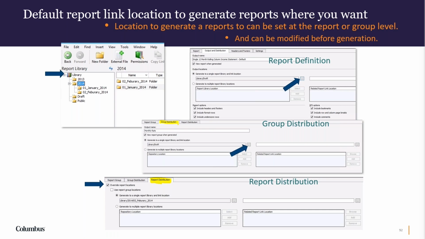If you select the override report location, it means you want to ignore the report definition location from the individual reports. Then you can select to either use the report group location to put the reports in the same location as the landing page, which is probably the most popular. Or if you leave that blank, you can choose any single folder to publish all the reports in the report group to.